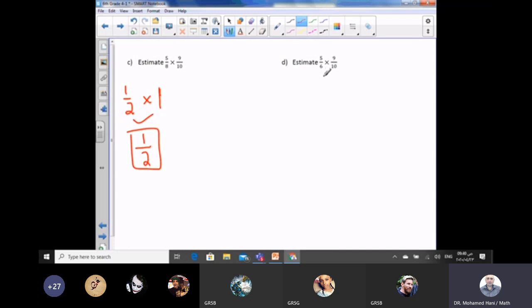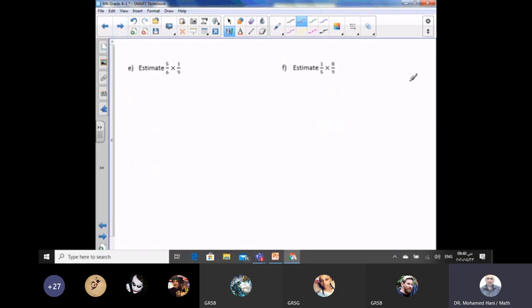Letter D, 5/6 is pretty close to 1. And 9/10 is also close to 1. 1 times 1 is 1. Estimate 5/6 times 1/9. 5 over 6 is close to 1, times 1/9 is closest to 0. 1 times 0 is 0.